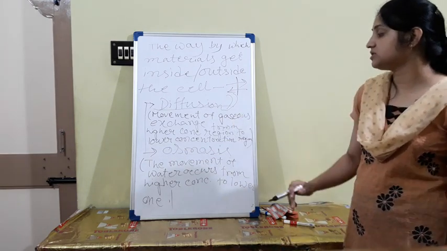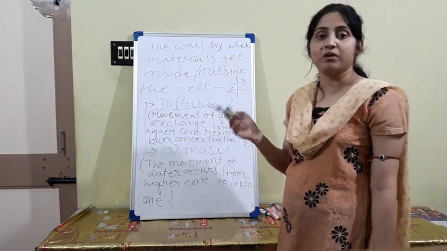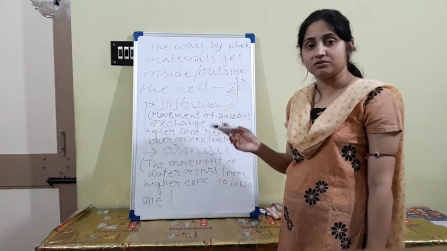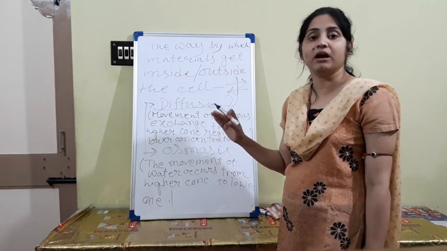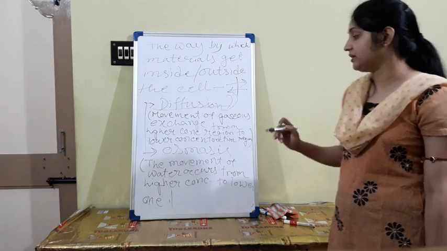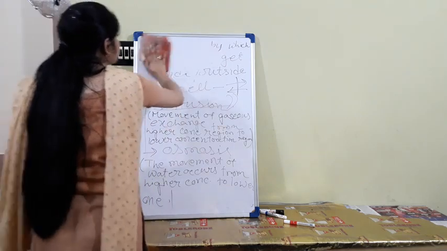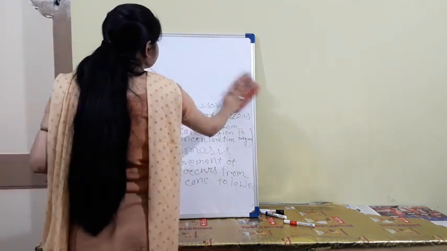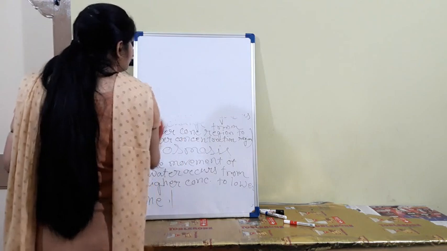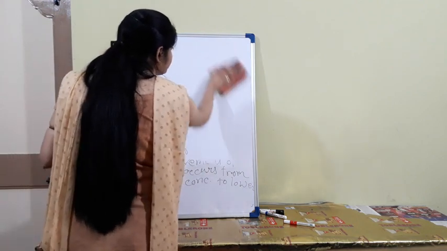Same as osmosis, the movement of water occurs from the higher concentration region to the lower concentration region through a selectively permeable membrane. Okay, that is called osmosis. You know why it moves from the higher concentration region to the lower concentration region, because the difference between their concentrations helps them to move from one region to another.